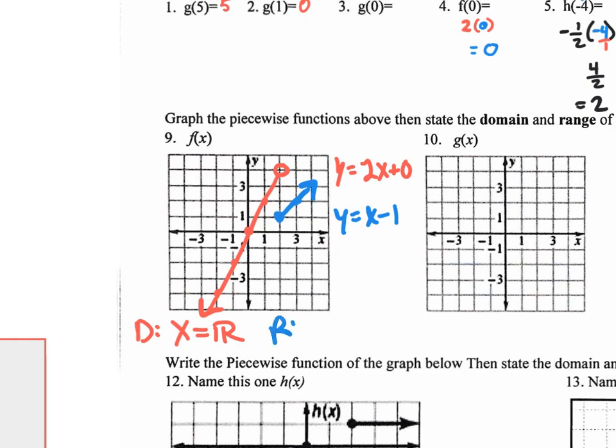How about the range? The range are your y values. And right here, y is going up and down. Does this graph or any piece of this graph go up forever? Yes. Does it go down forever? Yes. So what do we say about the range? All real numbers as well. Okay, let's move on to the next one.